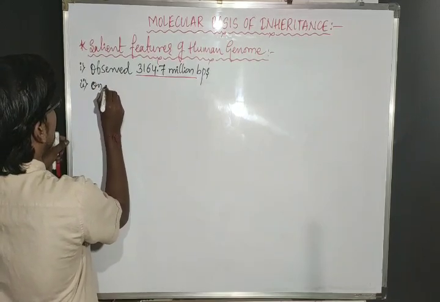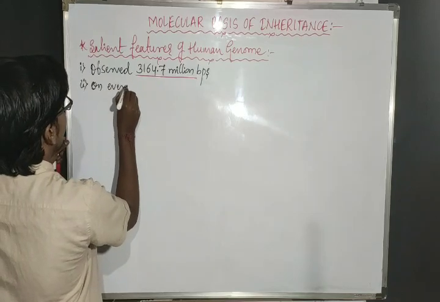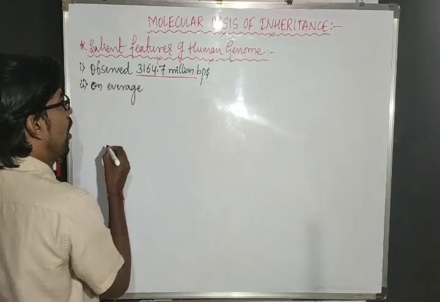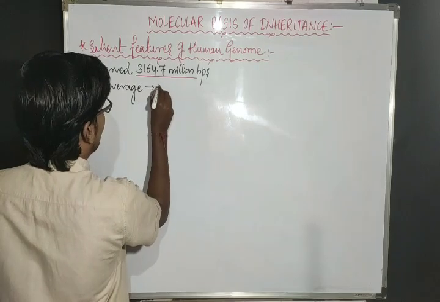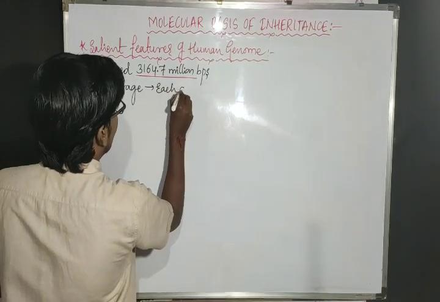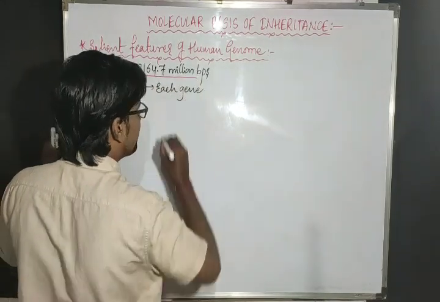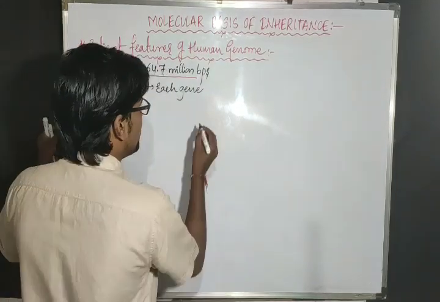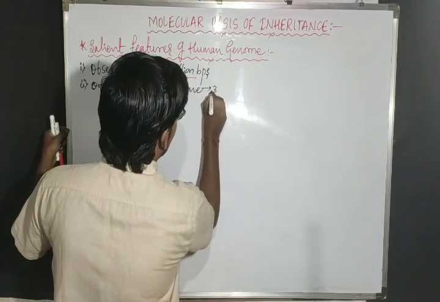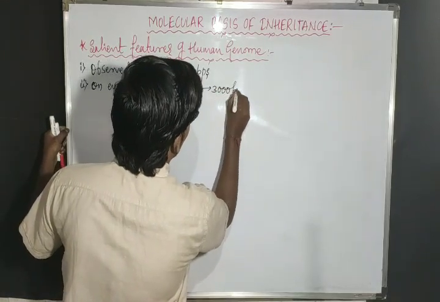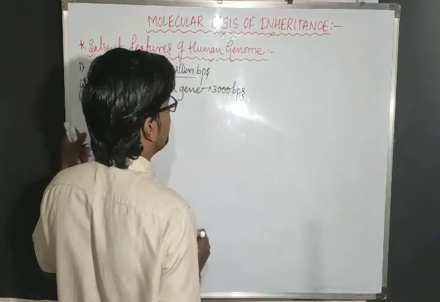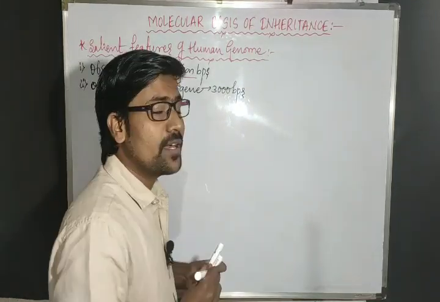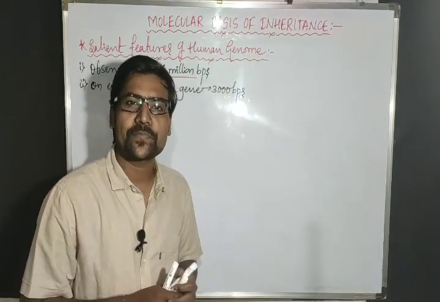And the next one: on average, each gene contains, or is made up of, 3000 base pairs. How many base pairs? 3000 base pairs.